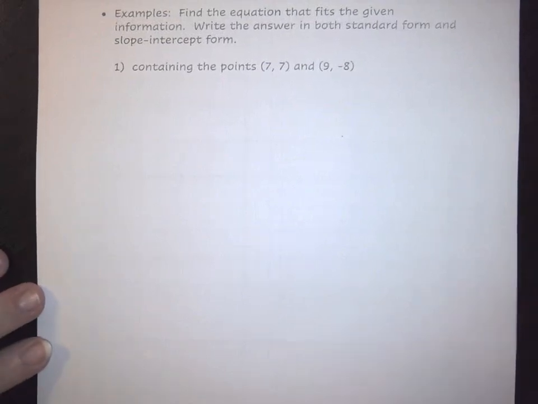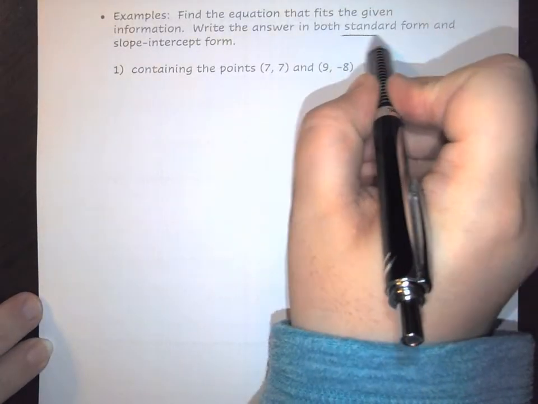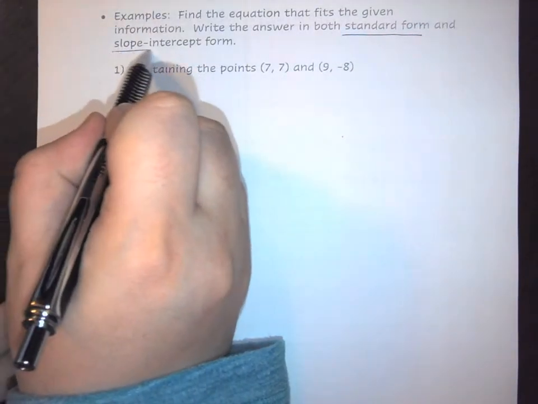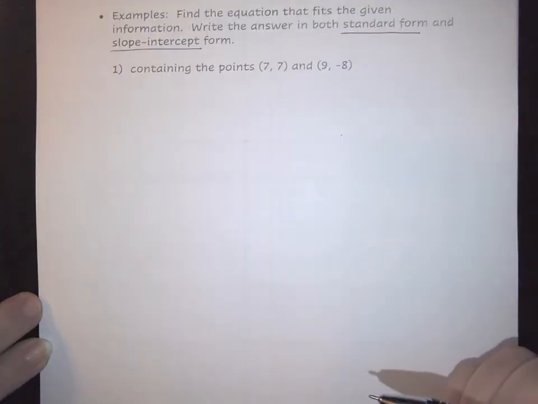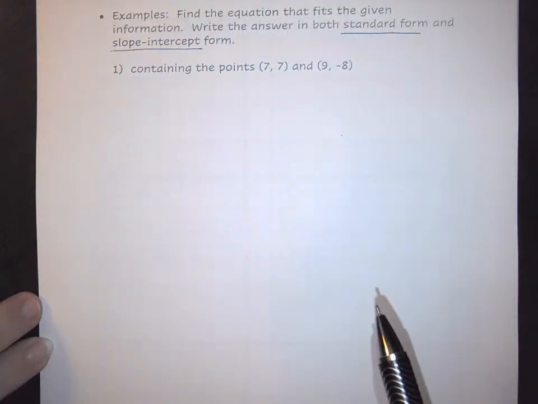Alright, here we're going to look at a couple different examples of writing equations based on information you've been given. Now when we write equations we have two forms, standard form and slope-intercept form. And so we have to write these 2 points in terms of those two equations.